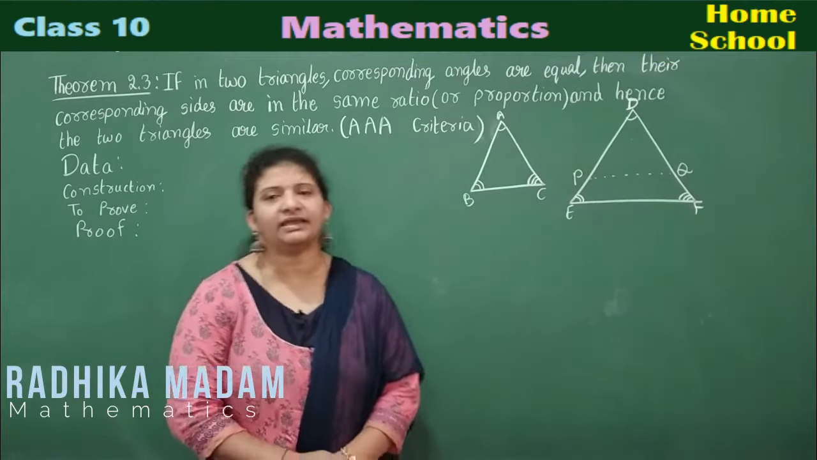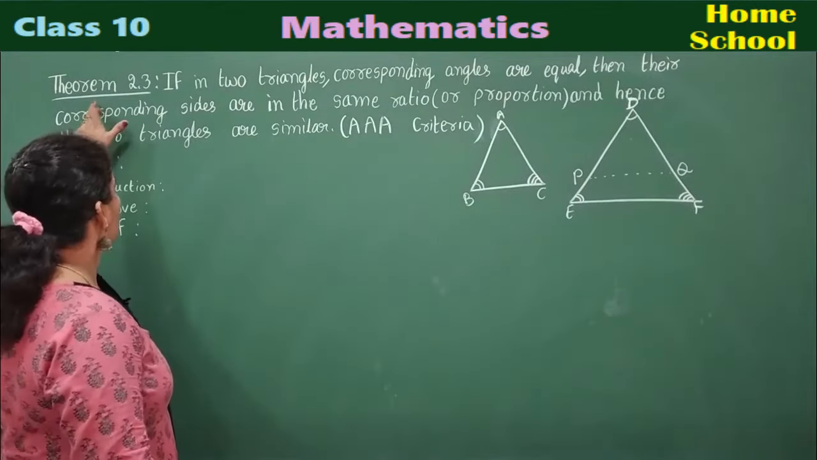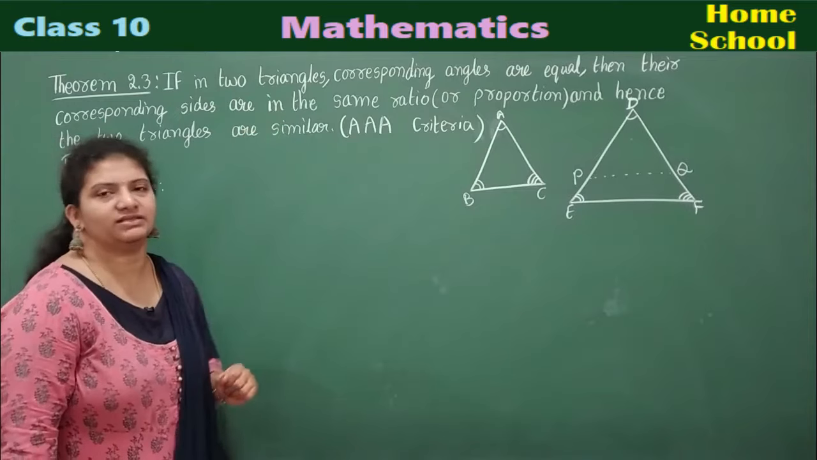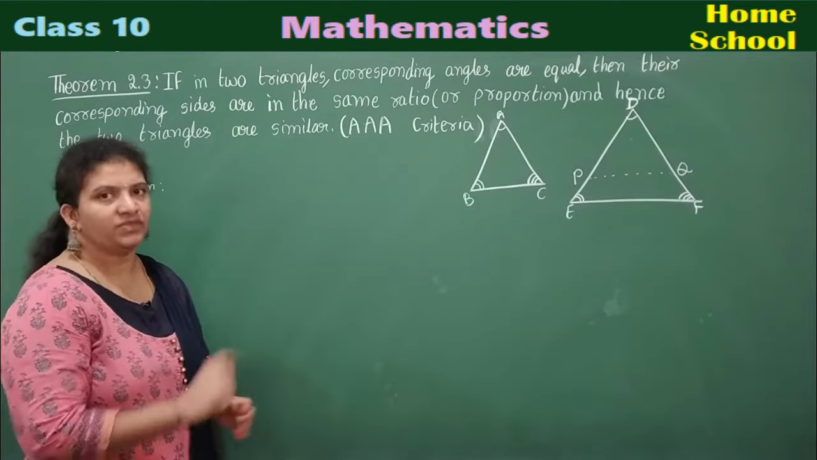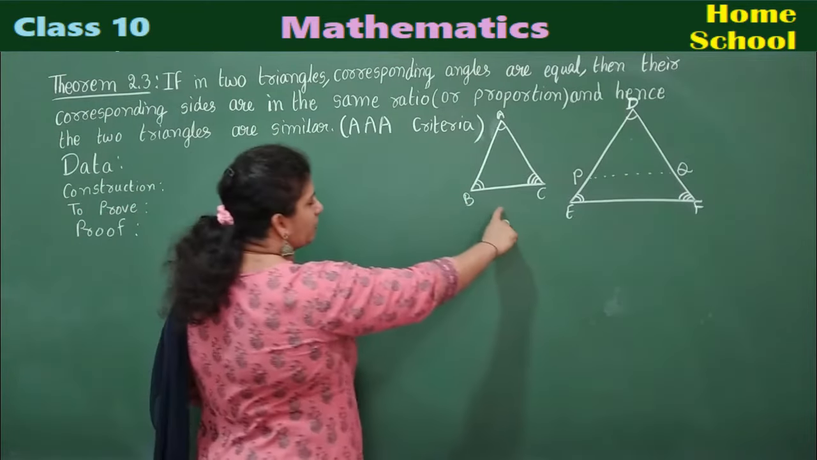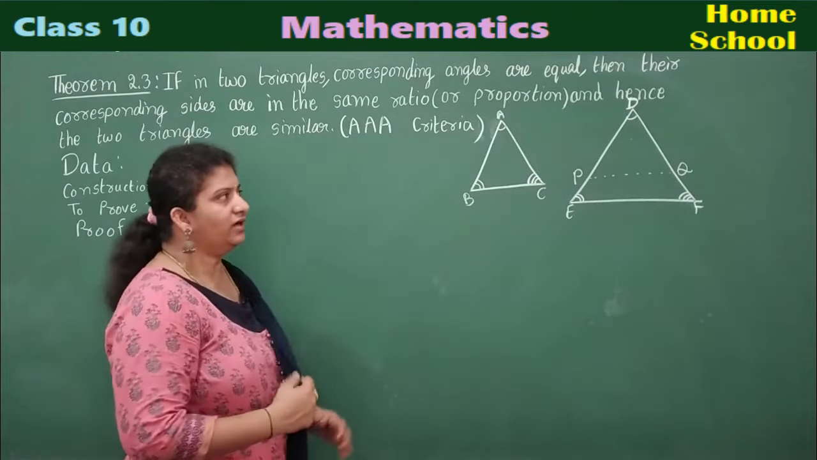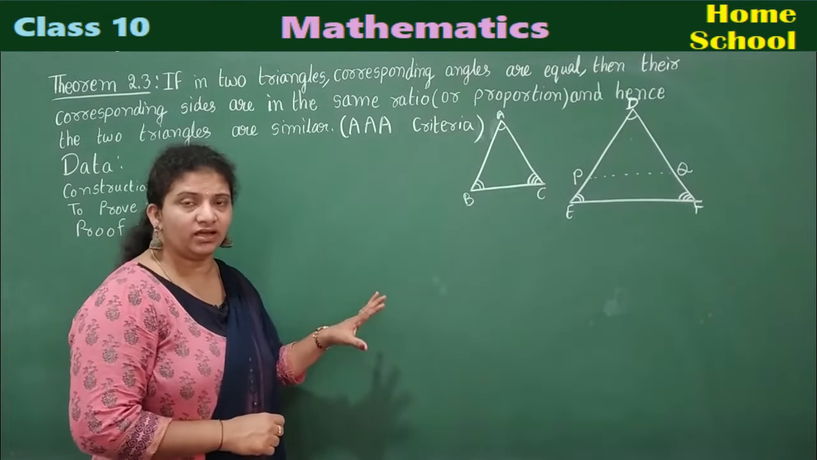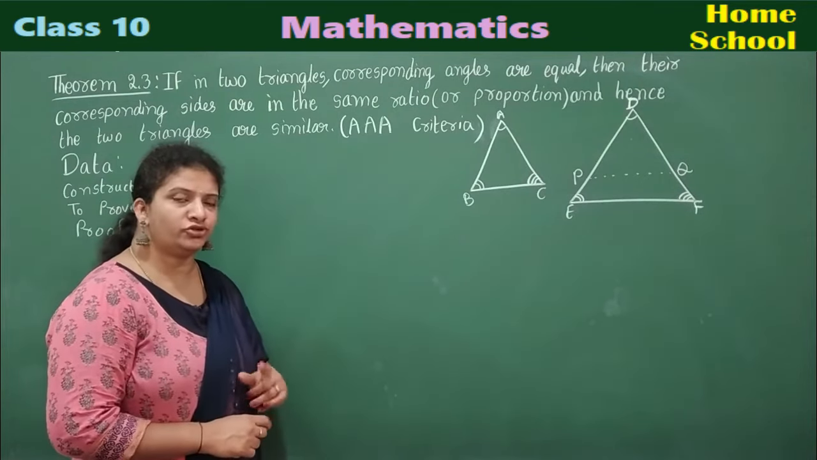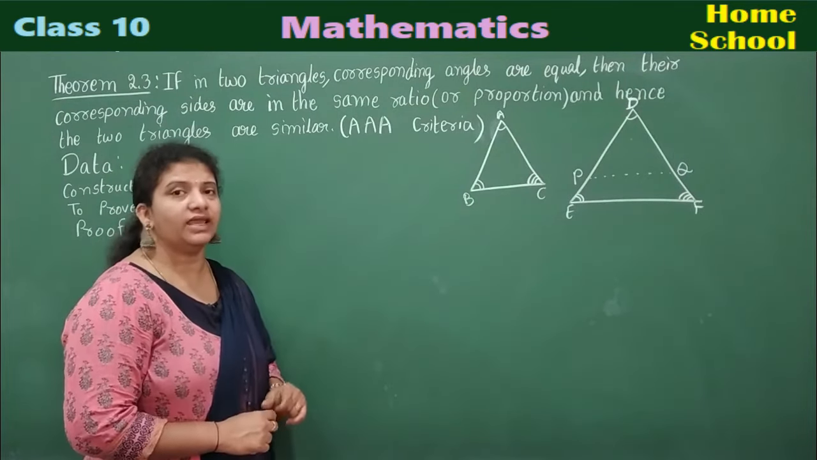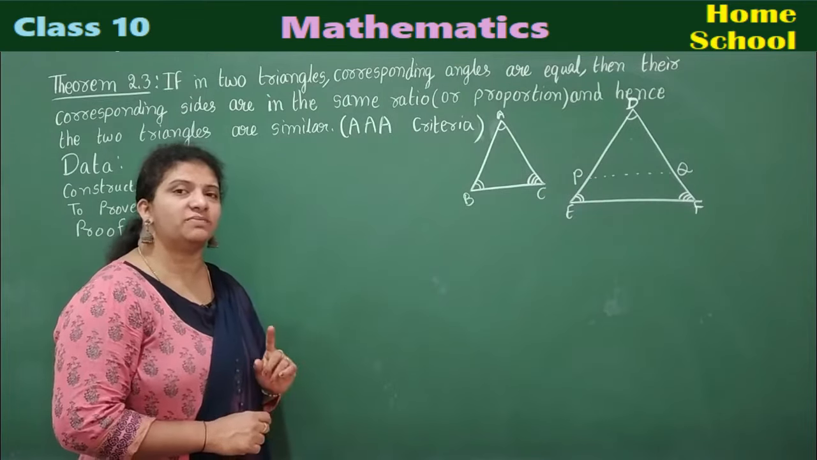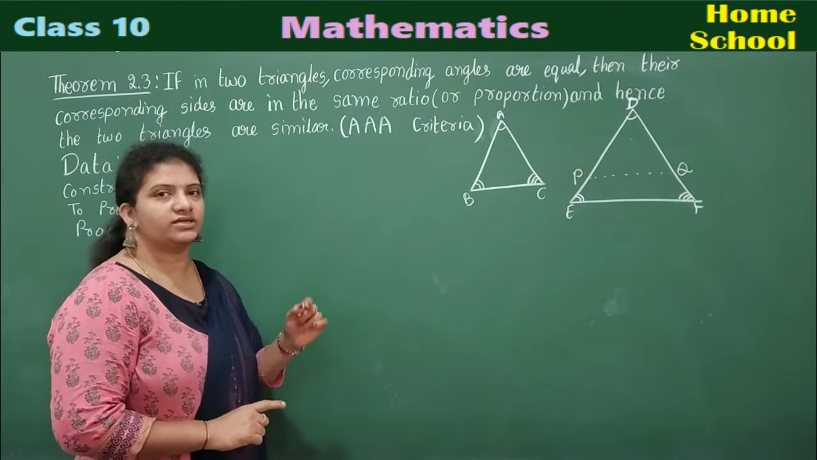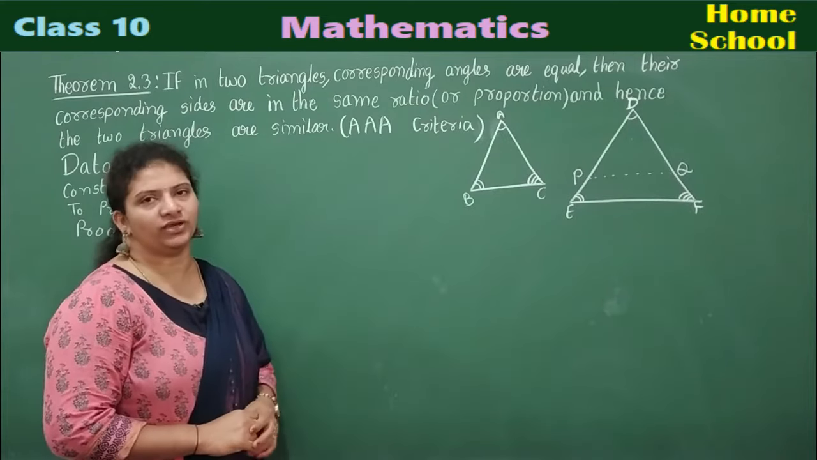Angle similarity criteria. What is the statement? If in two triangles, every word we split here. Two triangles, see here, I am going to consider two triangles. They look similar, but are they really similar? What is the rule, children? You should know. If they are similar, their corresponding angles must be equal and the sides must be in proportion. So the same thing we need to prove here.